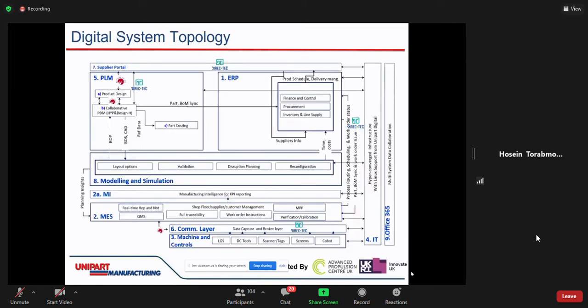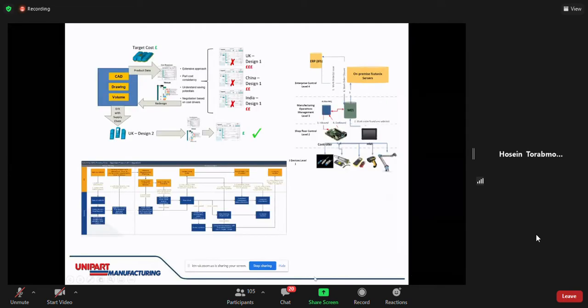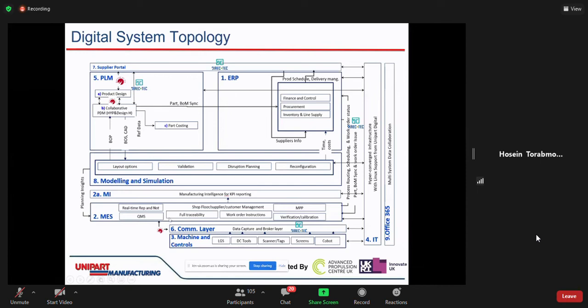What that meant for us as a business is that we had to create a system topology to create those dotted lines between supply chain, design, manufacturing, and customer, and every function across this value chain. For example, in our battery business, which is a joint venture between Unipart Manufacturing and Williams Advanced Engineering, the Williams team do the design.